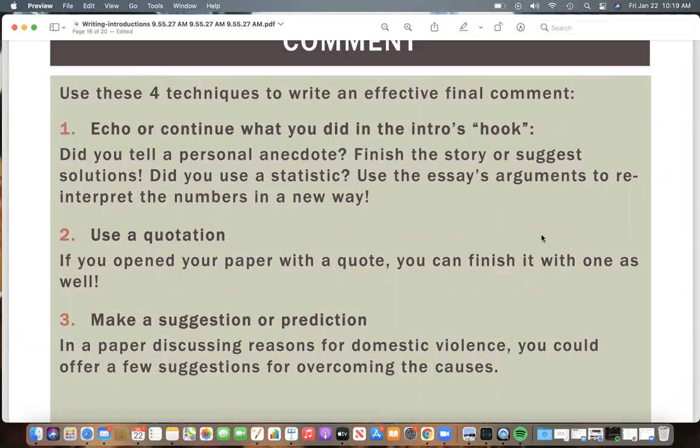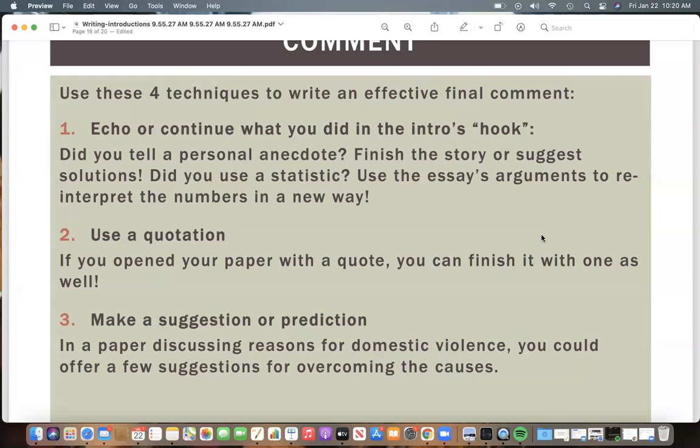If you use a statistic, you can kind of use the essay's arguments to reinterpret the numbers in a new way, or say, like, if we implement these strategies, then maybe these numbers can go from this to this. If you opened your paper with a quote, you can finish it with one as well. That's hard to do for in-class essays because we just don't have tons of quotes floating around in our heads that we know word for word and who said them. But if you're doing an out-of-class essay, then you can look up quotes and make sure that you're getting them right. And that's a really effective way to open and or close an essay.